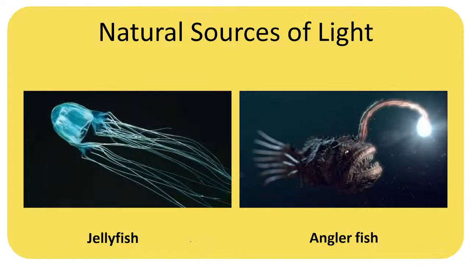More examples are jellyfish. Can you see this jellyfish? It's an aquatic organism. You will find them in water bodies. And you can observe that this part is glowing in the jellyfish. So jellyfish also gives their own light. There is another fish called anglerfish. Look at the anglerfish. This anglerfish also gives its own light. And there are many more fish which glow and give their own light.